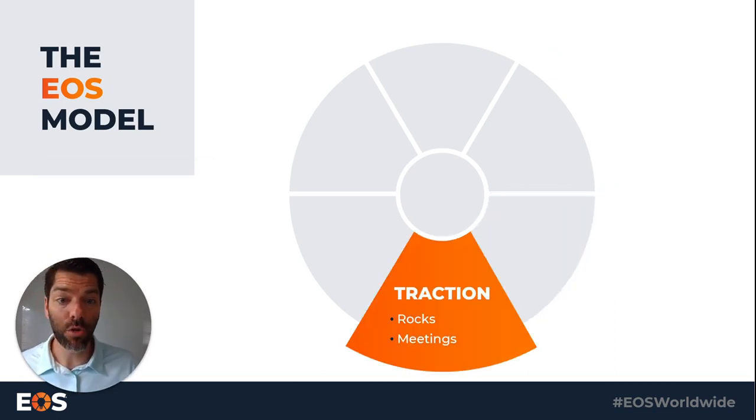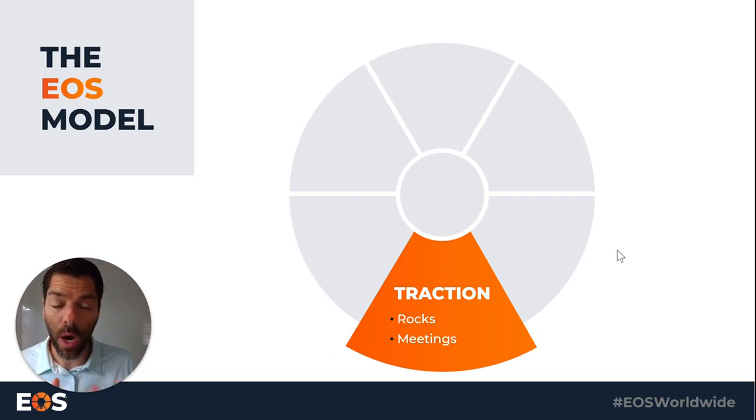Last but not least is the traction component. This is where we bring your vision down to the ground and we execute on that vision with discipline and with accountability. And so the two tools that we use to strengthen the traction component, first it's rocks, then it's running great meetings with your meeting pulse, your level 10 meeting agenda.